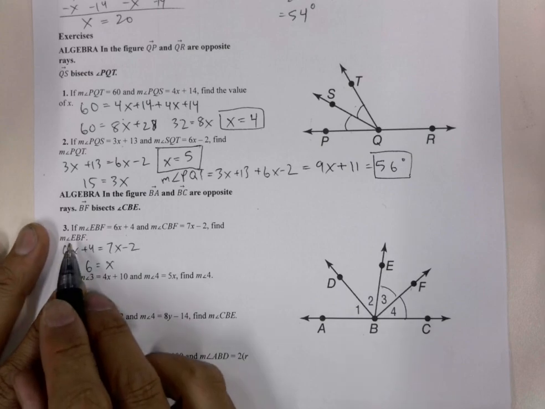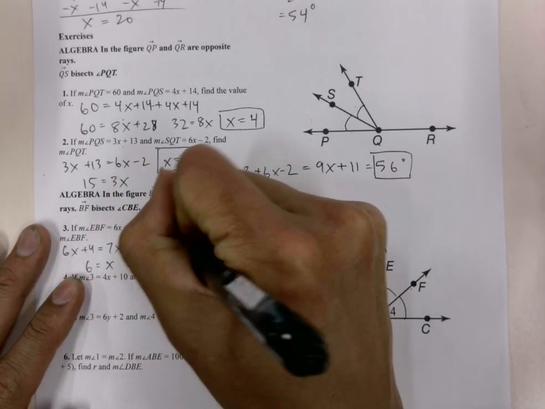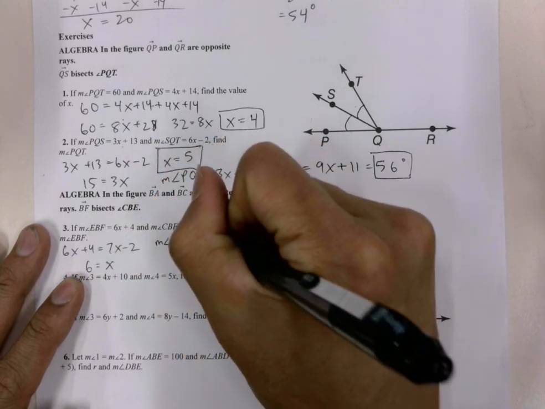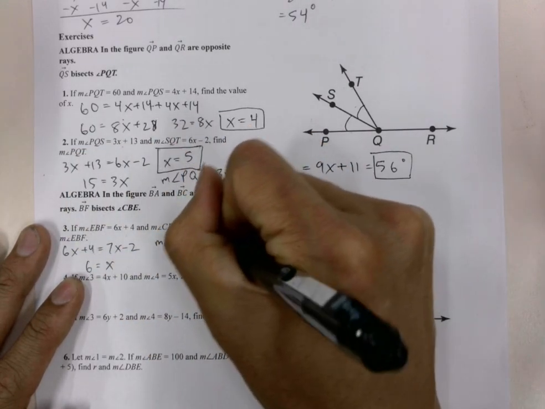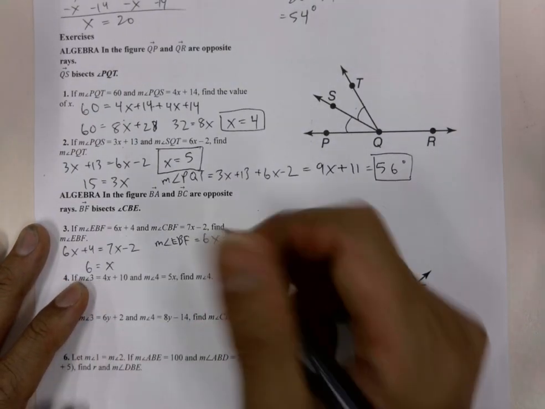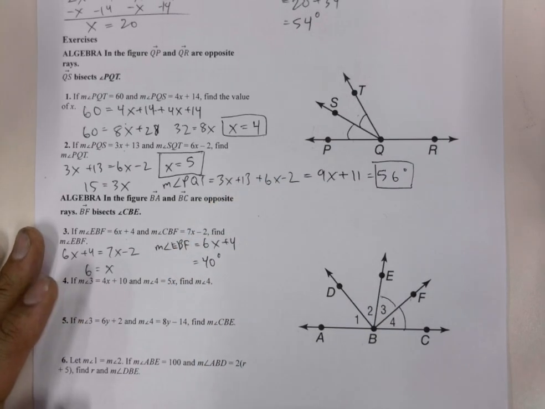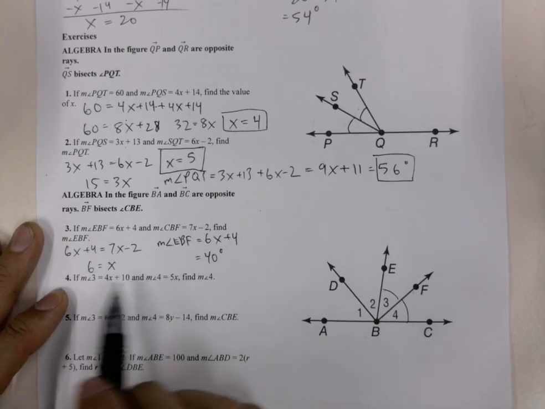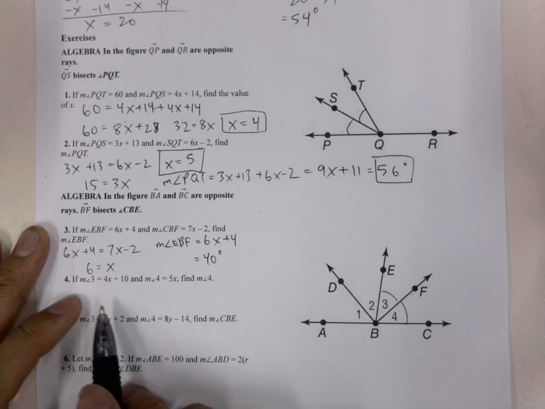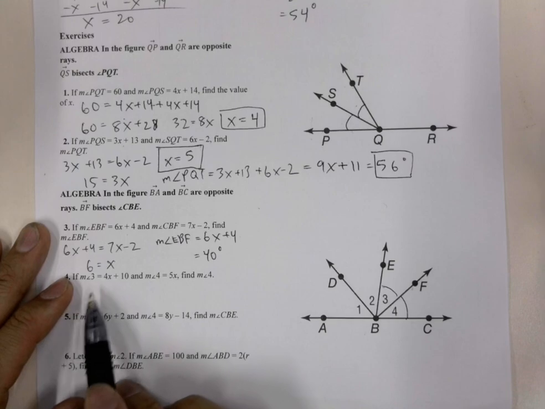But we're not looking for x. We're looking for the measure of EBF. So the measure of angle EBF is going to equal 6x plus 4. I'm going to substitute in my 6 for my x, and I'll get 36 plus 4, so it's going to equal 40 degrees, right? So now that we're here, we have 3 more exercises. Let's do one more, and then I'll let you do the last 2 on your own.